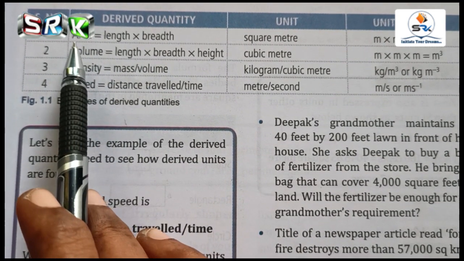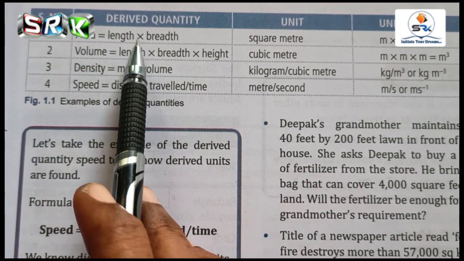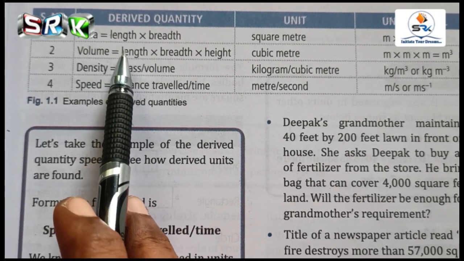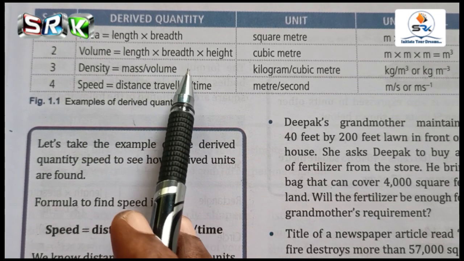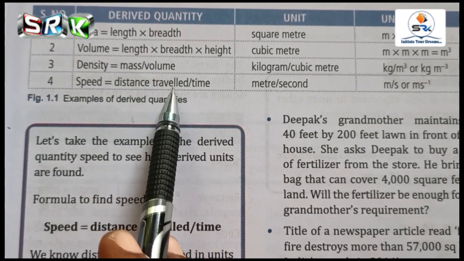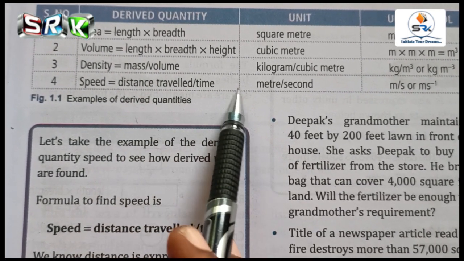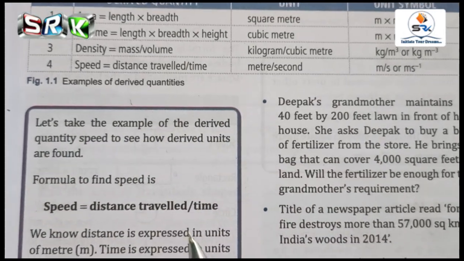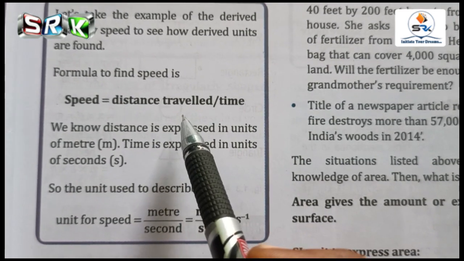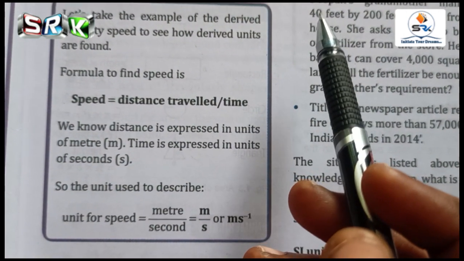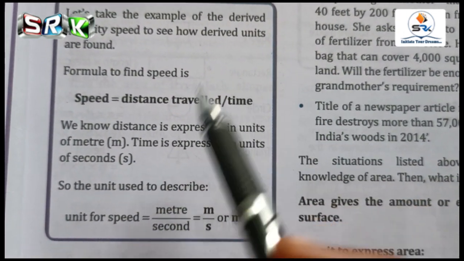So what is the formula to calculate the area? That is length into breadth. Volume means length into breadth into height. Density is what? Mass divided by volume. Speed is what? Distance traveled by time taken. Now here is a clear explanation. Another clear explanation is also given for you to understand how you are getting the unit symbol for these conversions.